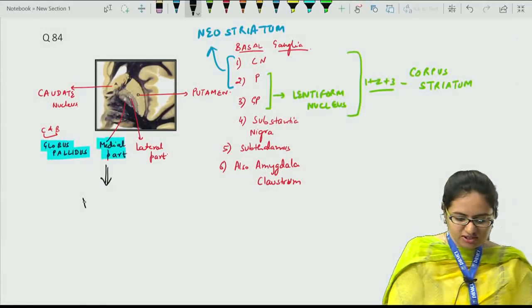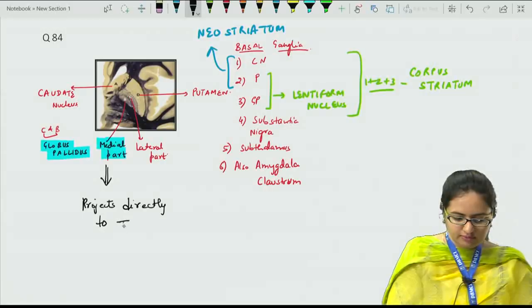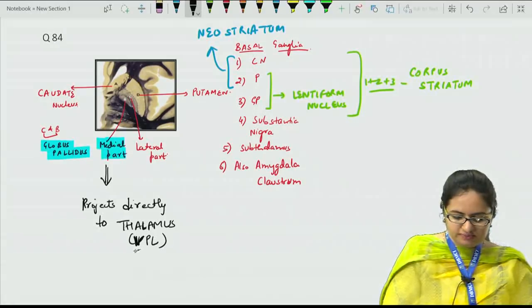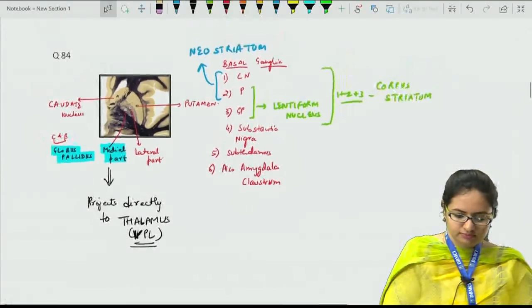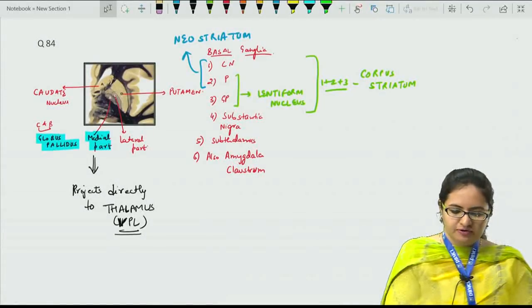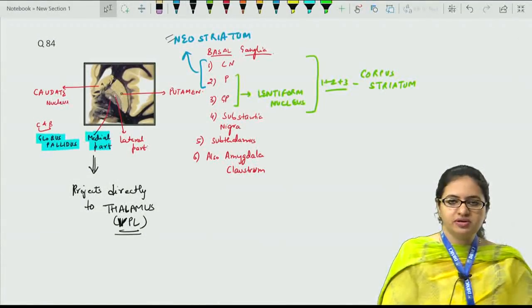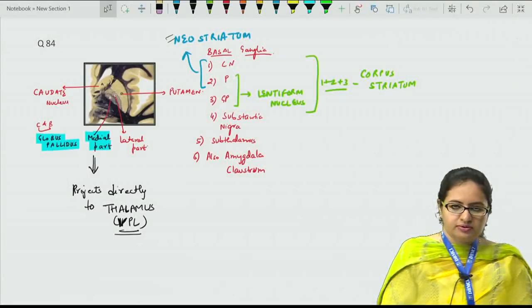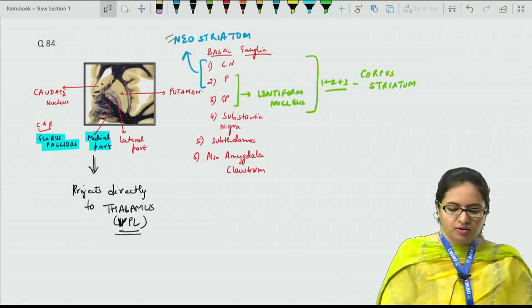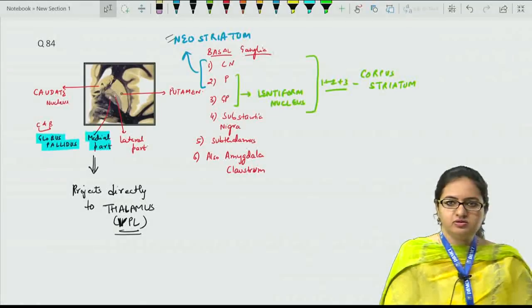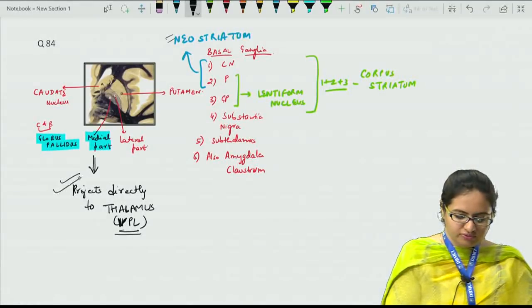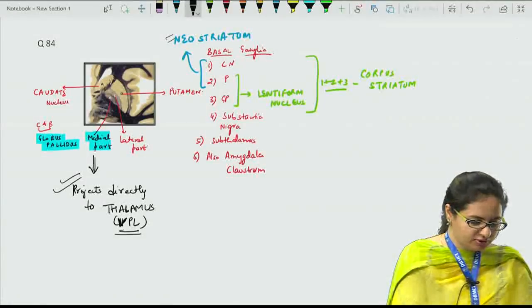So the direct projection towards the thalamus comes from the medial part of the globus pallidus, which projects directly to the thalamus, and within the thalamus, to the ventral posterolateral nucleus. The neostriatum also gives a tract which is also GABAergic, but it does not go directly to the thalamus. So this is the answer for question number 84, it is B.